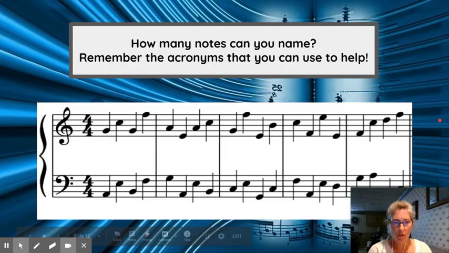So how many notes can you name here? We have treble clef notes and we have bass clef notes. We have line notes and space notes. So as you're looking at this slide, you can practice using those acronyms. If it's a line note in the treble clef, then we say, every good boy deserves fudge. That second line is a G. This is a space note. It's the third space, and for spaces in the treble clef, we use the word face. F-A-C-E.